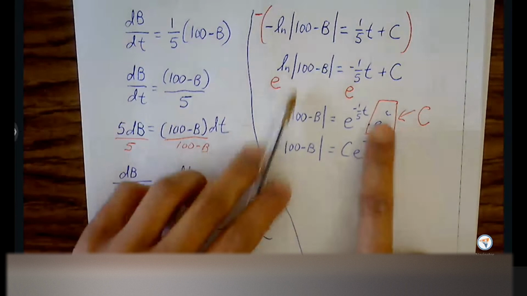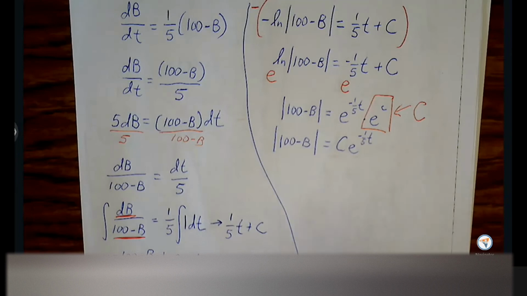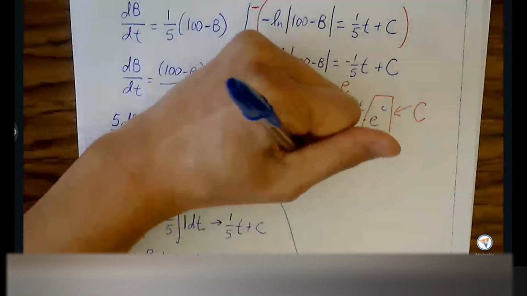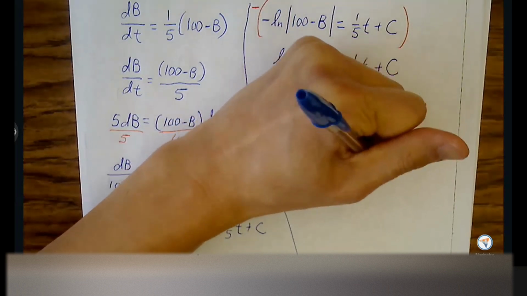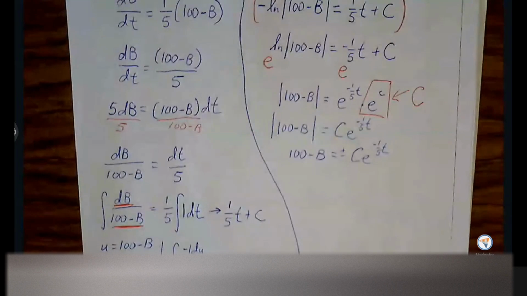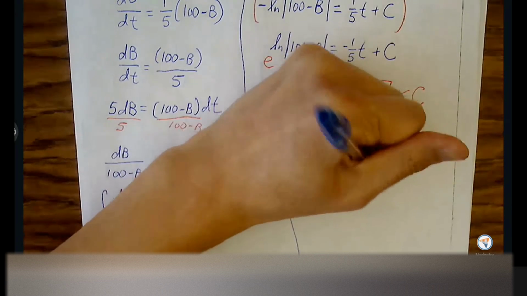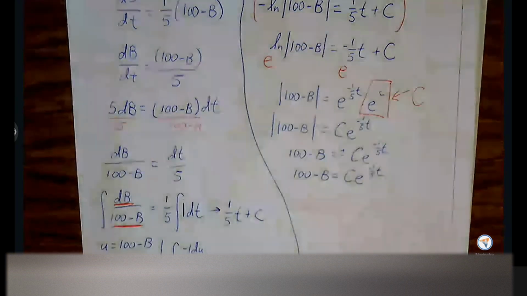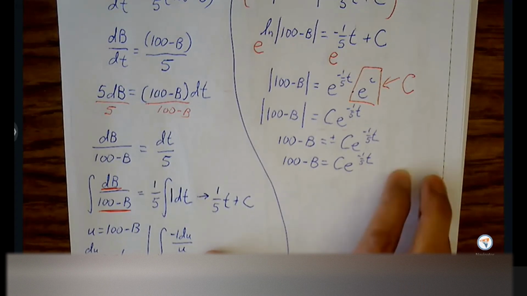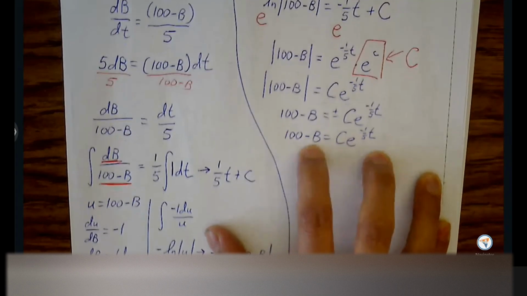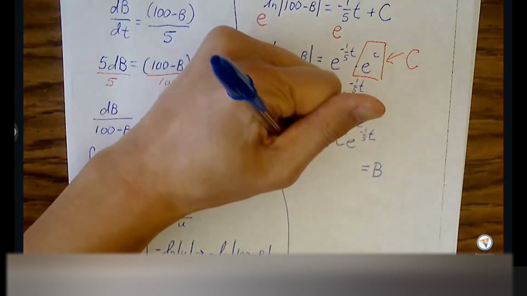Okay, but yeah, I can see how this is messy, right? It's just kind of an ugly process. We can drop the absolute value, let the C absorb the plus or minus. The plus or minus goes away. And I want to rearrange this with the B being positive. So I want to get B is equal to 100 minus C e to the negative 1/3 t. You see how I'm just going to rearrange it just to solve for B by itself.